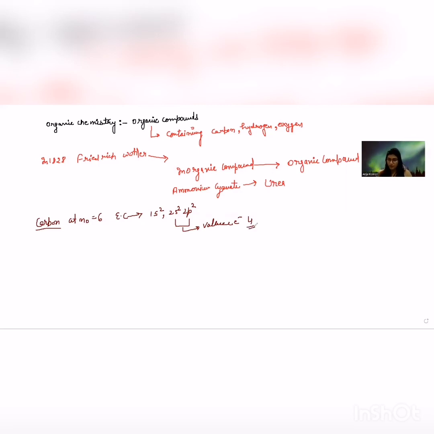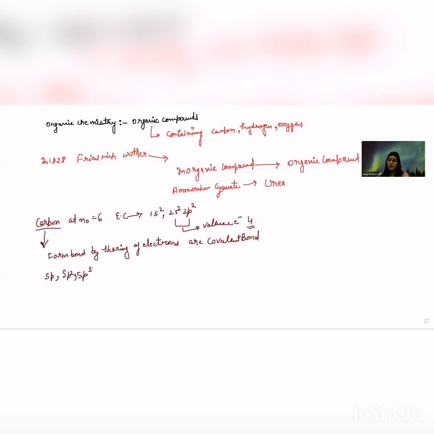So to attain noble gas configuration, carbon would have to lose these 4 electrons or gain 4 electrons. But it's very difficult to gain or lose 4 electrons. So what did it decide? It decided to share its electrons, right? It forms bonds by sharing of electrons. And the bond formed by sharing of electrons is called a covalent bond.